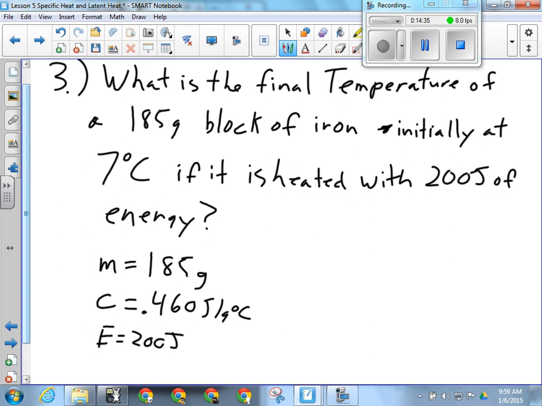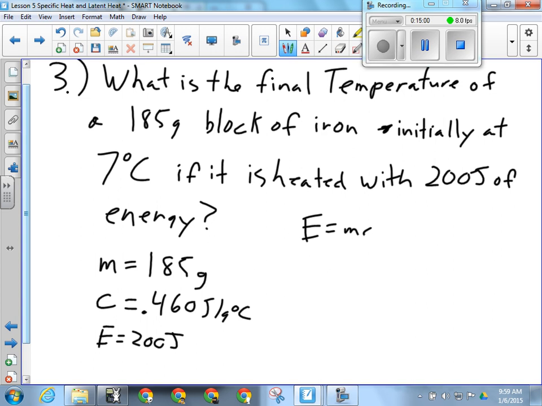All right, so those are my givens. Mass, specific heat, and energy. What can I find with those three things? Which part of the formula don't I have? The change in temperature, delta T. If I find that, and I know what the initial temperature is, can I find the final temperature? Yeah. So that's what I'm going to start with.